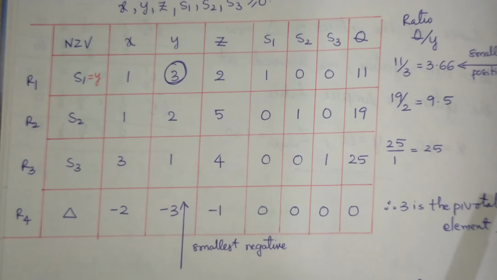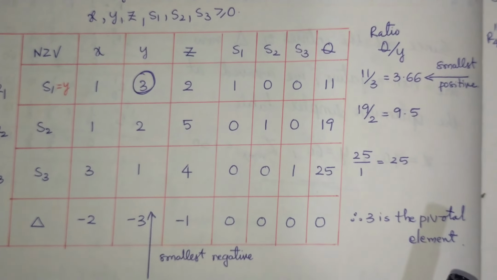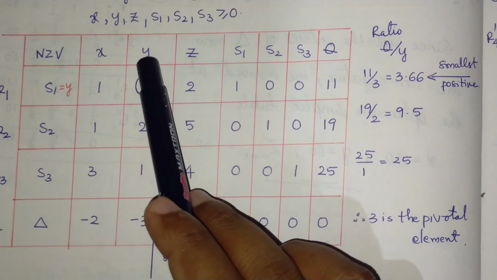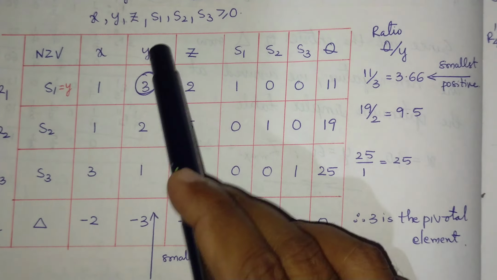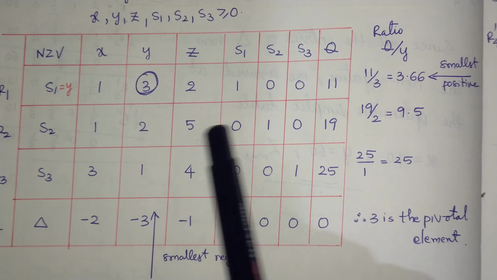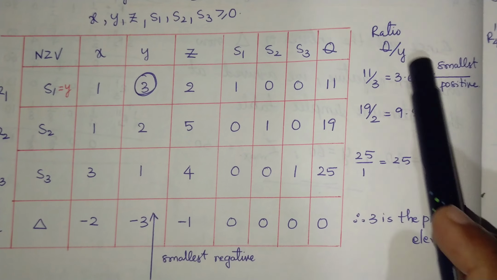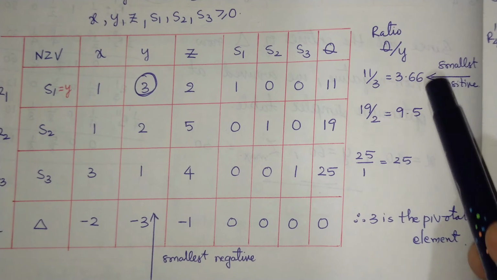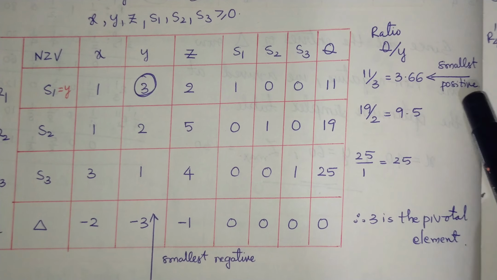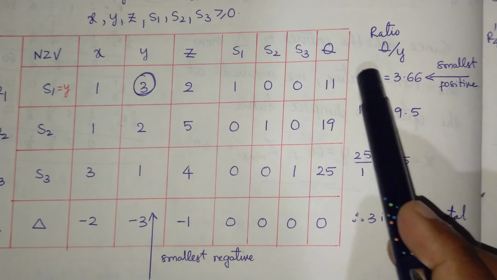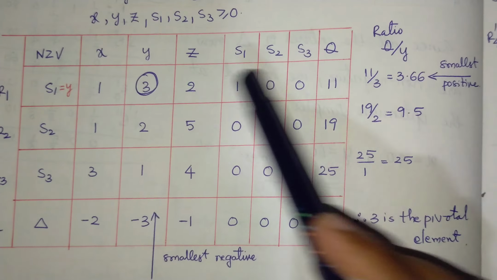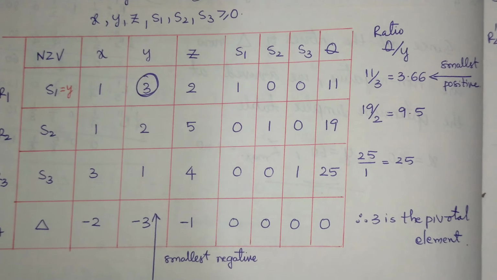I want to identify the pivotal row, so we have to consider the ratio of quantity by the pivotal column elements. So 11 by 3, 19 by 2, 25 by 1. These are the three ratios. Among these three ratios, we need to identify the smallest positive. So this is your pivotal row. The intersection of pivotal column and pivotal row will be your pivotal element.